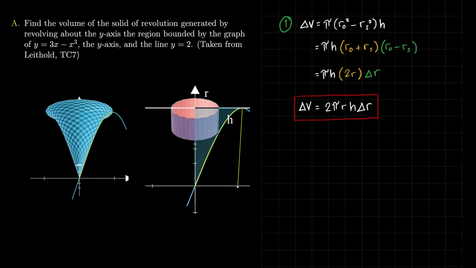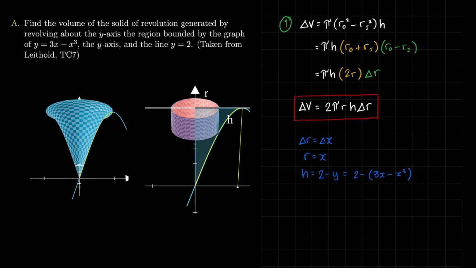For this specific example, delta r is equal to delta x. So we need to express r and h in terms of x. R is equal to x, and h is 2 minus y. Hindi pwedeng y lang kasi yung distance, yun yung from the graph to the x-axis. Yung gap sa baba ng rectangular area, yung y. Kaya yung height nung cylinder natin ay equal sa 2 minus the quantity 3x minus x cubed. Sinusukat natin siya galing dun sa boundary niya sa taas.